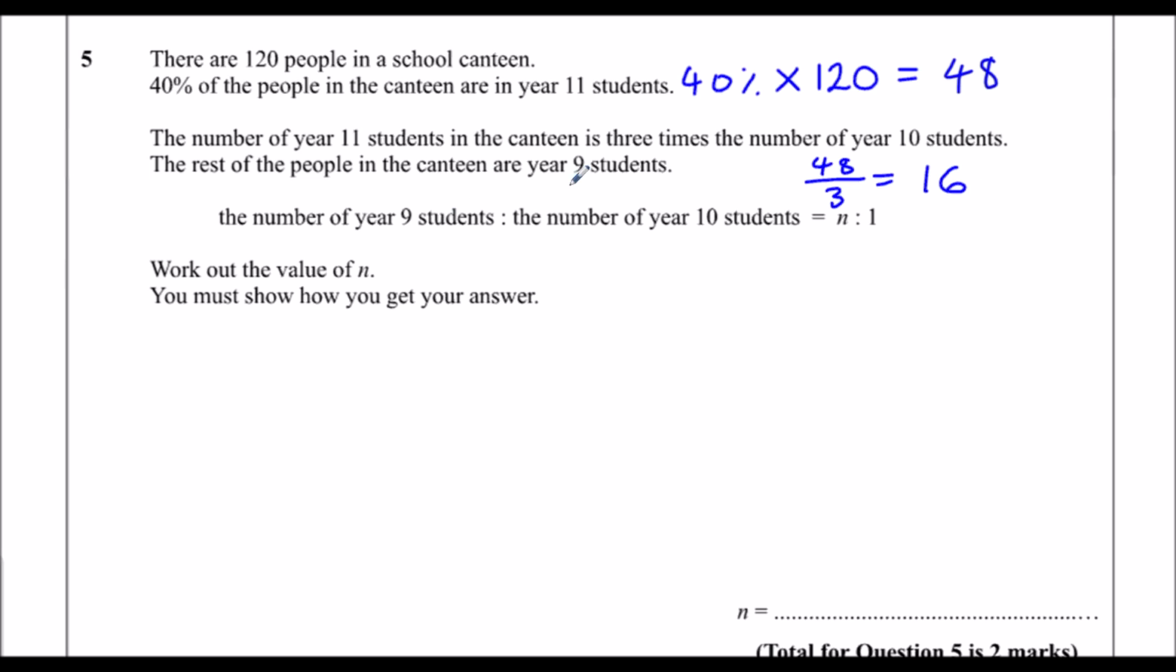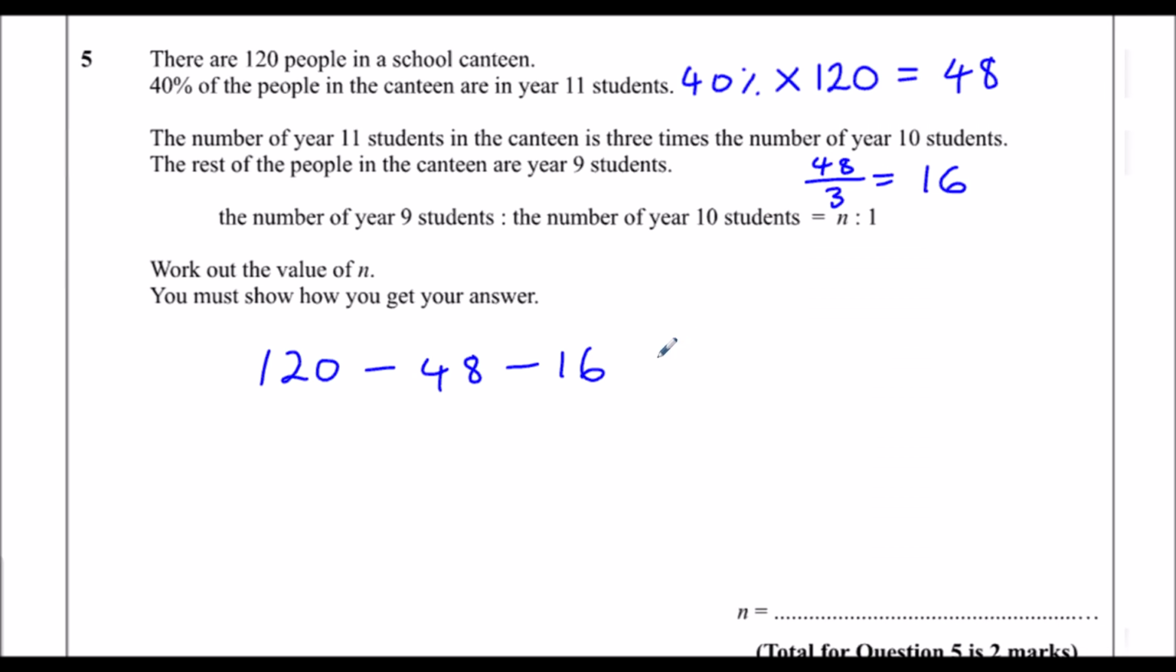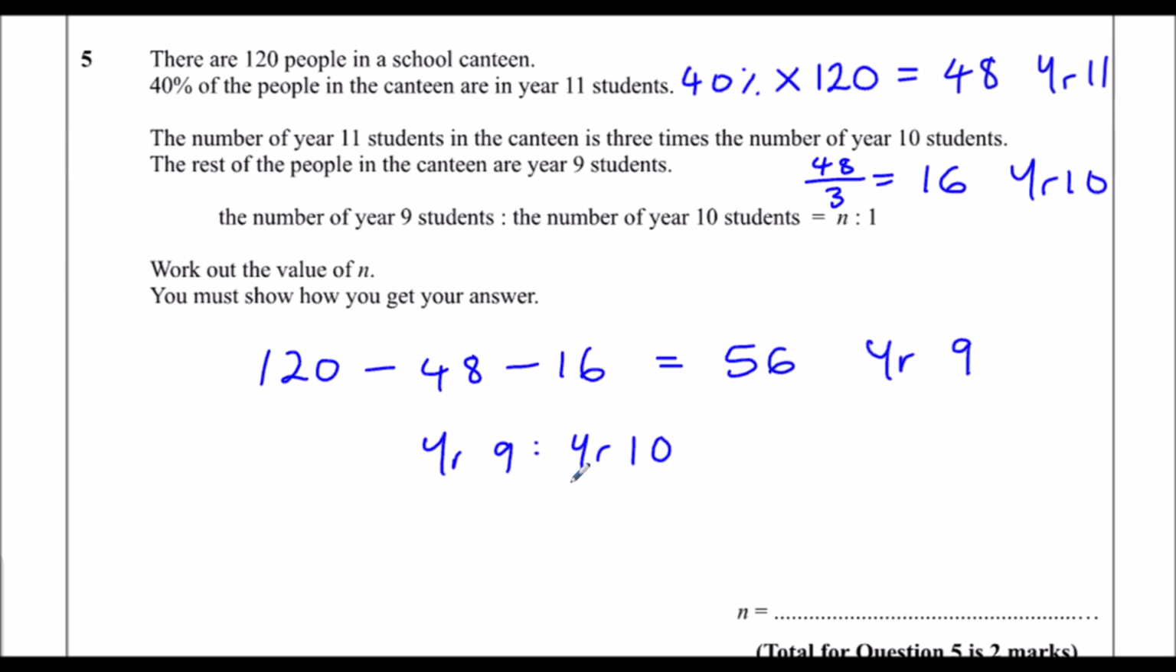The rest of the people are Year 9s. So 120, take away the Year 11s, take away the Year 10s, is 56. So we have 56 Year 9s. The ratio of the number of Year 9s to the number of Year 10s is n to 1. So the ratio of Year 9 to Year 10, we've got 56 to 16.